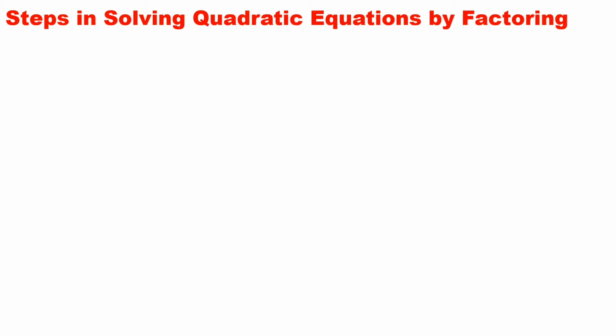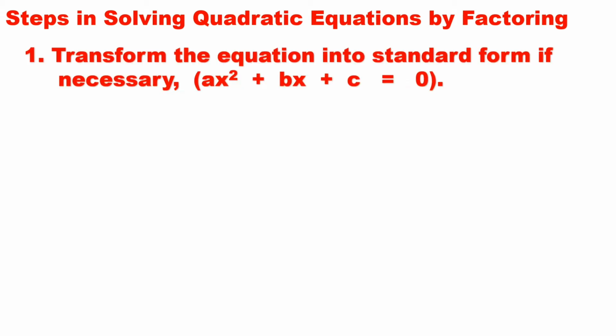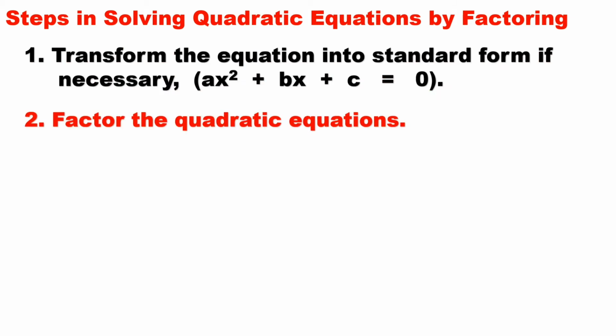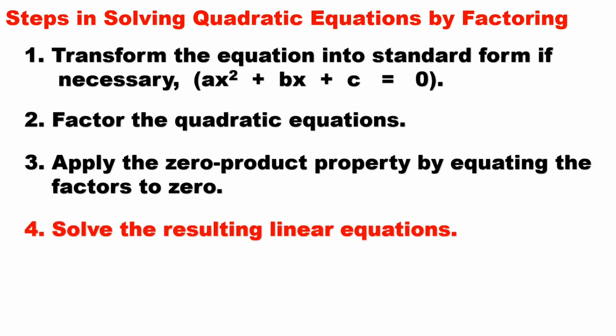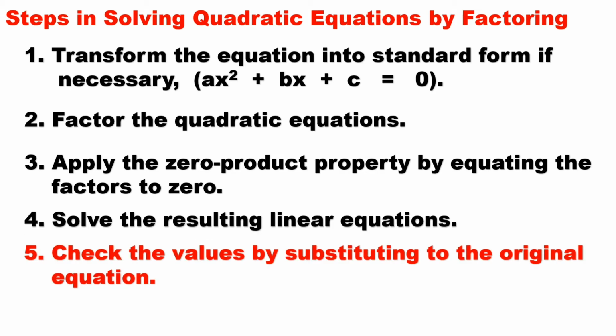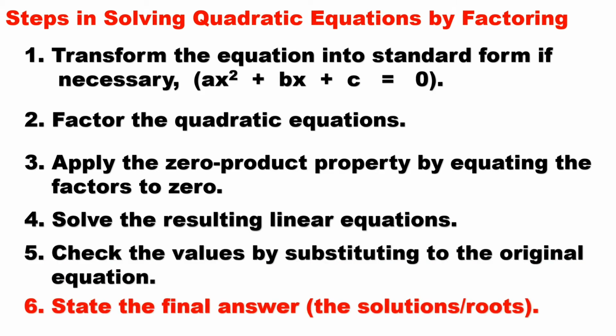Let us also familiarize the steps in solving quadratic equations by factoring. Step 1. Transform the equation into standard form if necessary, or in the form of ax squared plus bx plus c equals 0. Step 2. Factor the quadratic equation. Step 3. Apply the zero product property by equating the factors to 0. Step 4. Solve the resulting linear equation. Step 5. Check the values by substituting to the original equation. And Step 6. State the final answer.